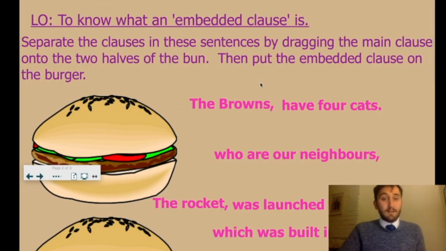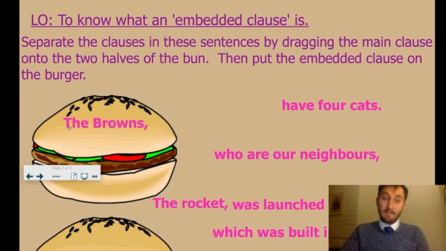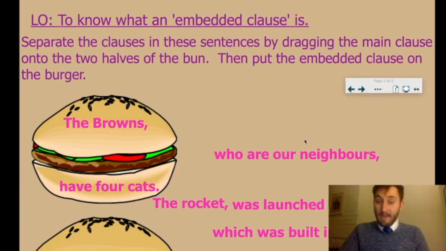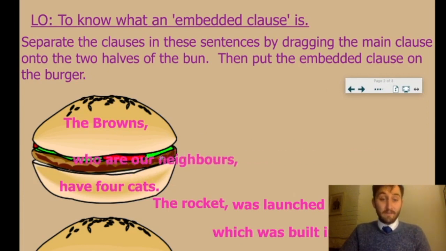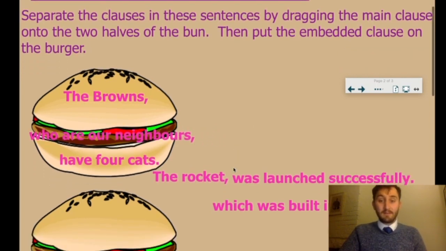So to separate the clauses in these sentences, I want you to drag the main clause onto the two out of the bun, and then I'm going to put the embedded clause on the burger. So we've got our simple sentence or our clause. The Browns, so I'm going to put this over here, the Browns, because I know that's the start of my sentence, I've got a capital, have 4 cats. So I think that's at the end of my sentence, isn't it? Because I've got a full stop at the end. Have 4 cats. And I've got my embedded clause in the middle. So the Browns, who are our neighbours, have 4 cats. So who are our neighbours is going to be our embedded clause.